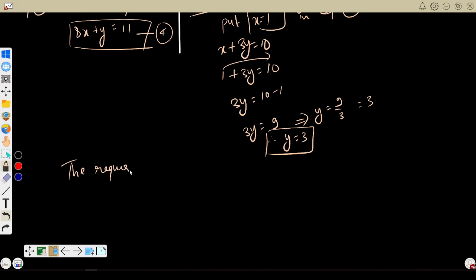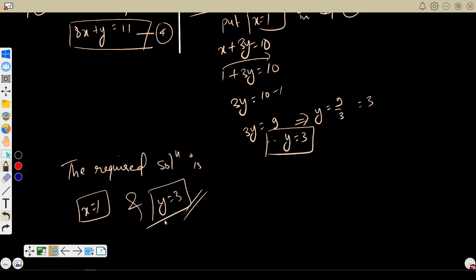The required solution is x is equal to 1 and y is equal to 3. I hope the solution is clear to you. Again, I repeat, if you want, you can use the substitution method as well, but it is not mentioned in your question book, so I have used the elimination method. You can try solving this by using the method of substitution.